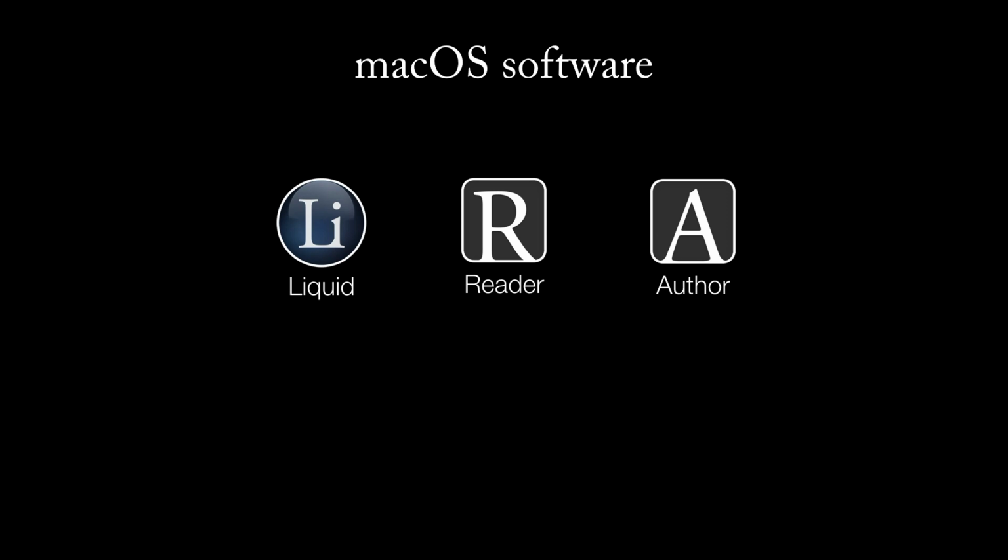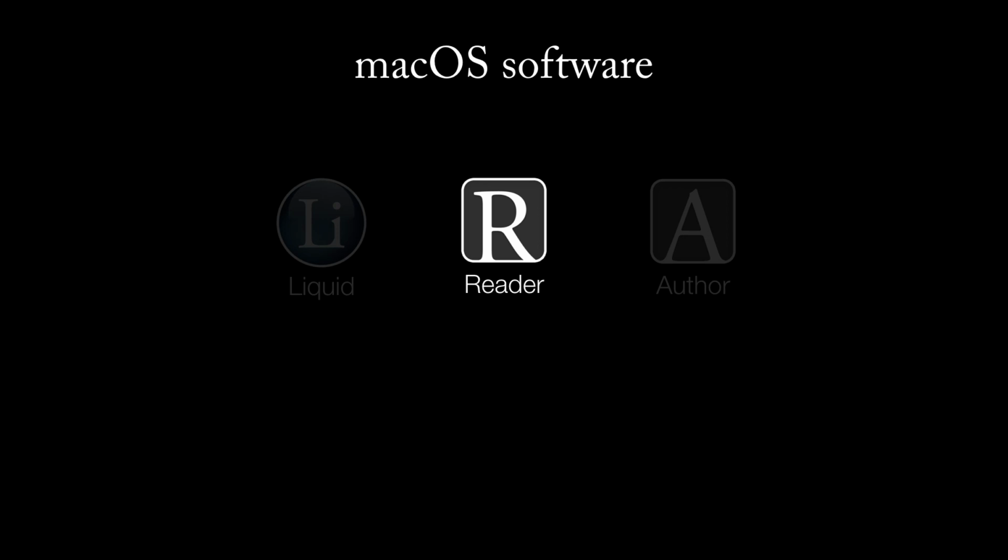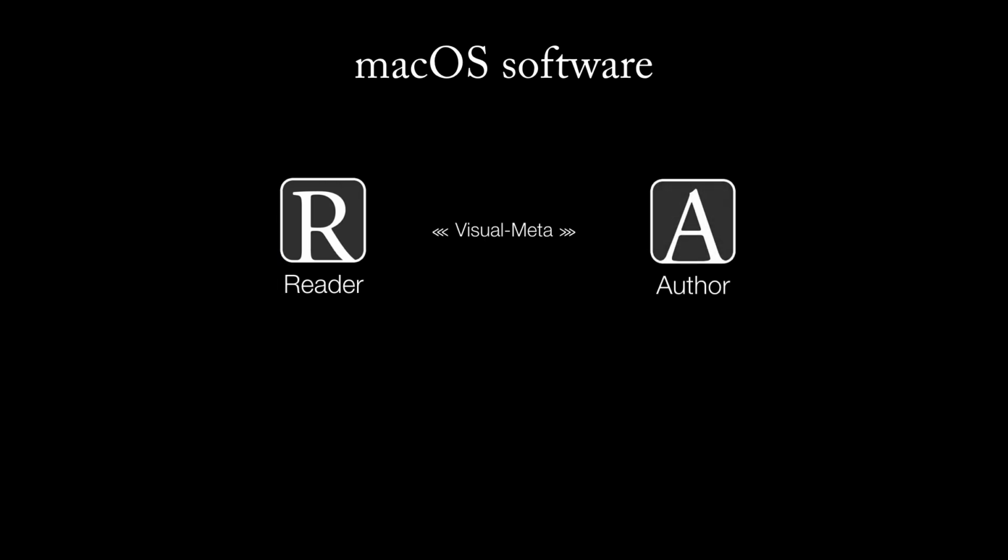In this demonstration, I'll go through the macOS software Liquid Reader and Author. We'll start with the PDF Viewer application Reader, where I will show you the fold view, find view, citation lookup, and copying a citation. Copying a citation is part of an approach I call visual meta, and it connects Reader with the word processor Author.